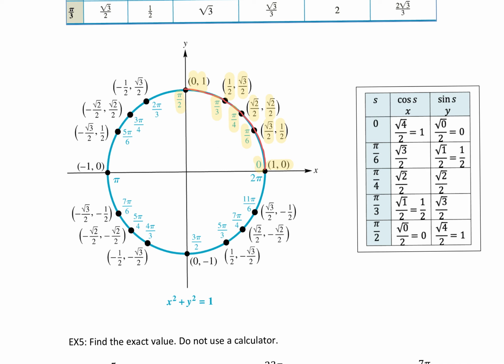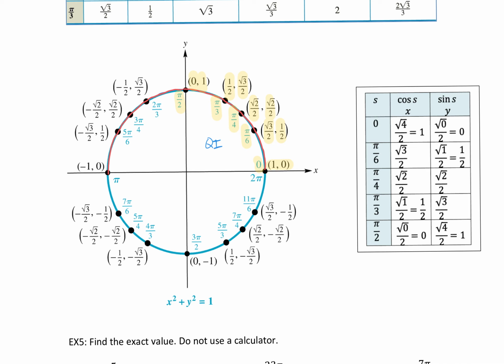Now in quadrant 1, x and y are both positive, so look at the points. 1, 0, square root 3 over 2, comma, 1/2, and so on. All the x and the y values are positive. Now, if we continue on into quadrant 2, in quadrant 2, our x values are negative and our y values are positive.